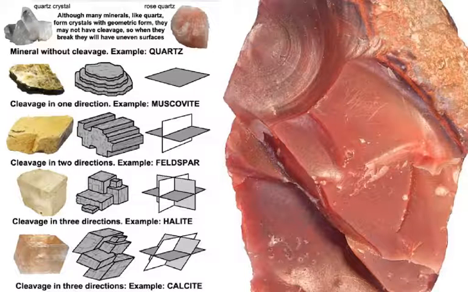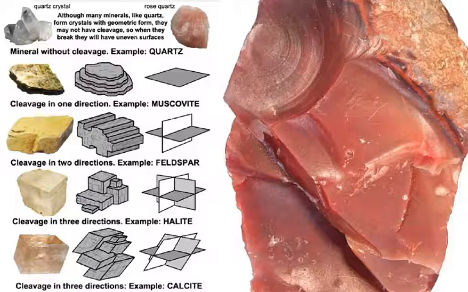If you look at the other diagram on the left, cleavage in one direction will make nice flat sheets. An example of that might be muscovite or graphite. So it flakes apart with flat surfaces on one side. If you have cleavage in 2 directions, the example here being feldspar, you're going to have 2 flat surfaces on the side and maybe on the top.